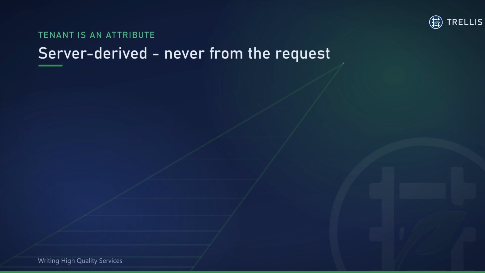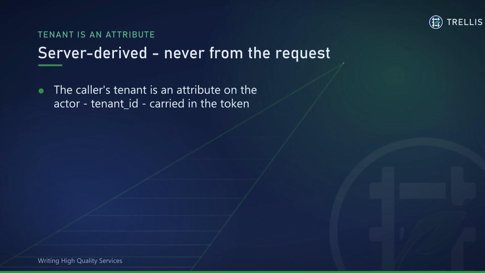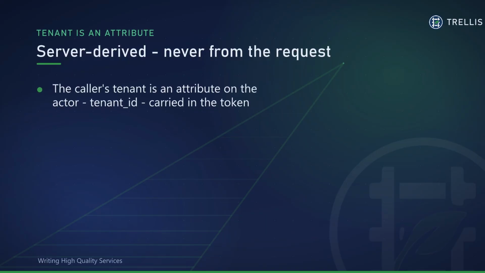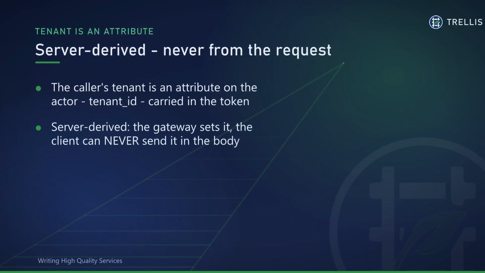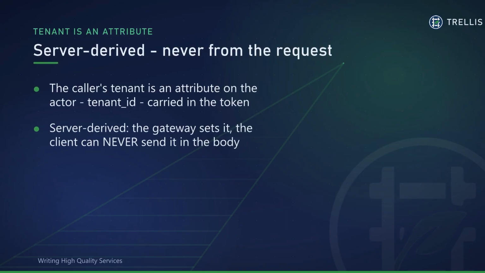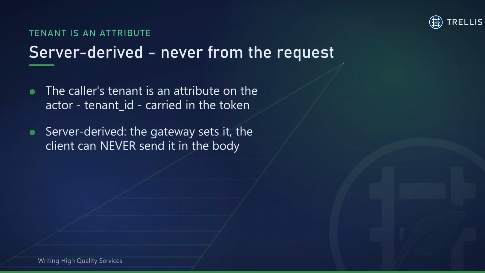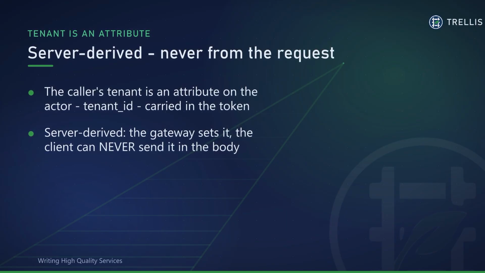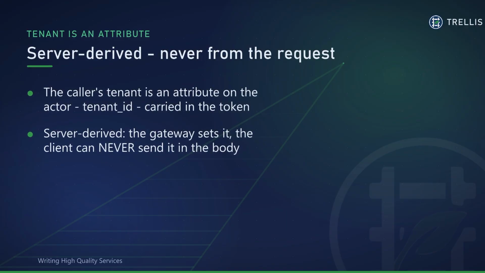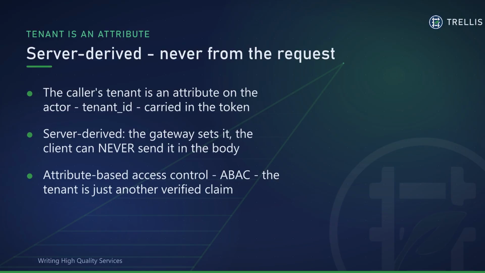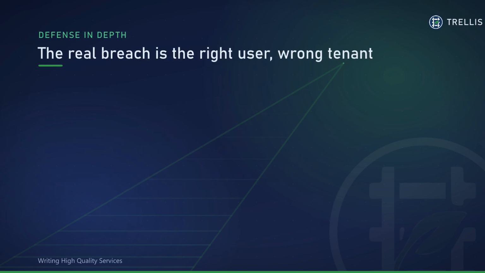So where does the tenant come from? Not from the request. The caller's tenant is an attribute of their identity, carried inside that internal token we've been building, and it is strictly server-derived. The gateway stamps it from the authenticated user, and the client can never send it as a parameter or in the body. If tenancy came from the body, any caller could just claim to be any tenant. This is attribute-based access control, ABAC, where the tenant is just another verified claim on the actor, as trustworthy as their identity itself.